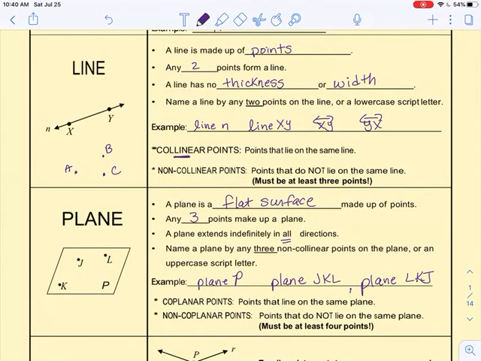Coplanar points are points that lie in the same plane, so all of these lie in the same plane. And non-coplanar points are points that do not lie on the same plane. In that case, I have to have at least 4 points.